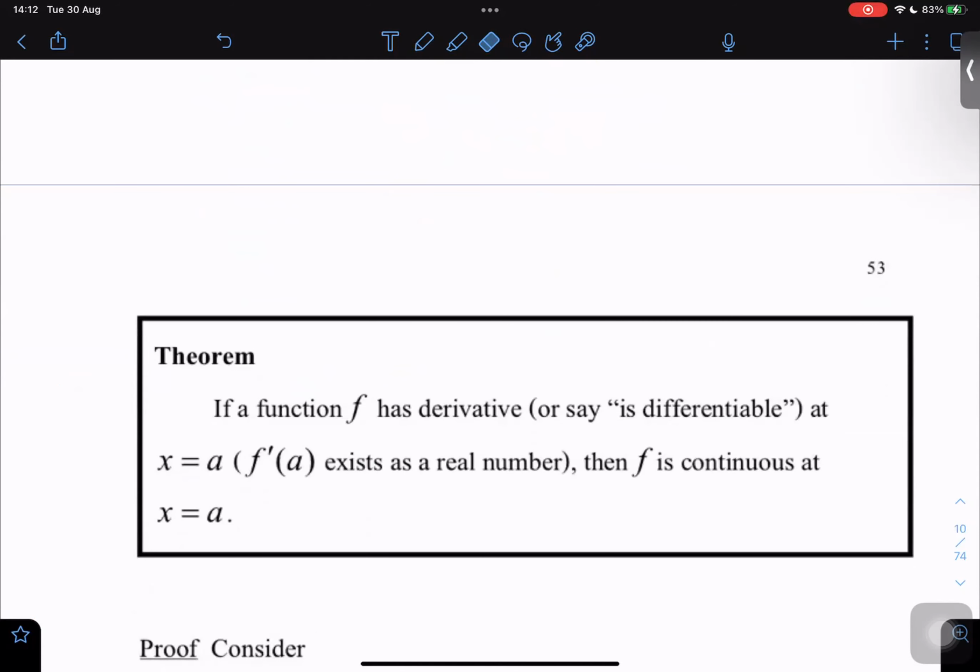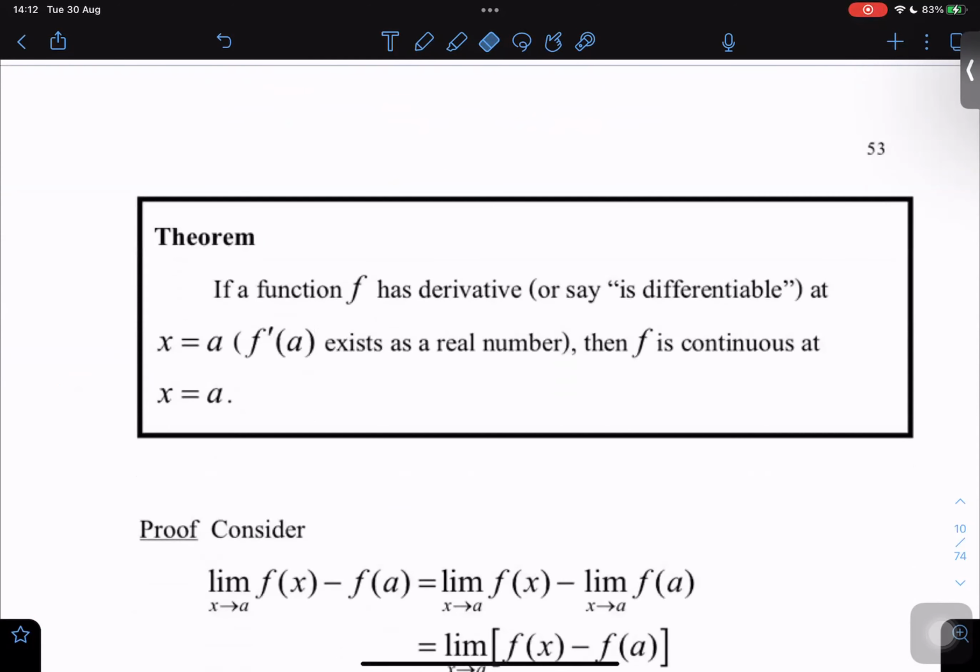Okay, so the above is how you solve the derivative by using the definition of the derivative. Next is a very important theorem, which says that if the function has the derivative, or you can say the function is differentiable, at x equal to a, it implies f is continuous at x equal to a.